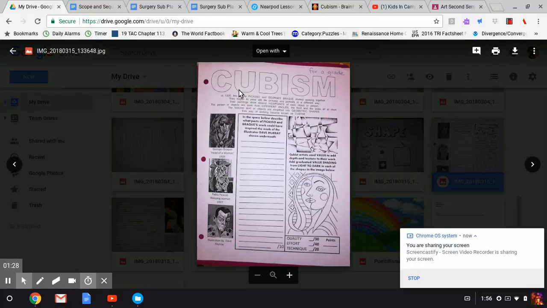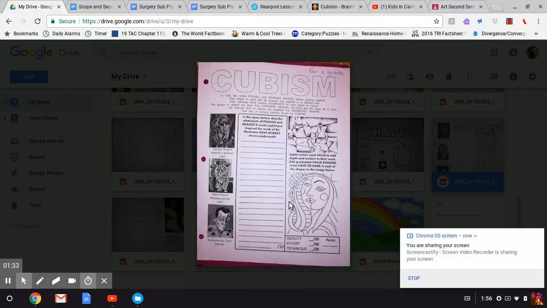So at the top, it says in 1906, two artists, Picasso and Braque, started working together. They began to paint still life pictures and portraits in a different way. Their paintings show several viewpoints of each object. The person or objects are seen from different angles, like from the front and from the sides all at once.